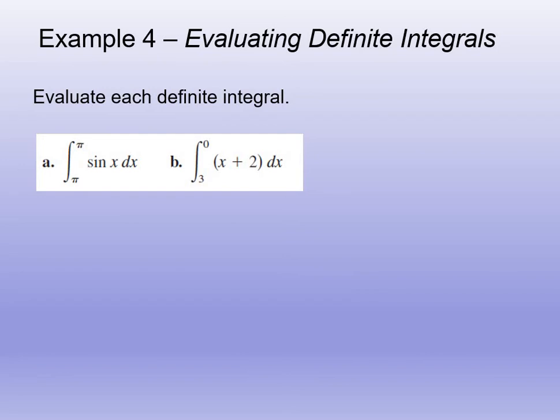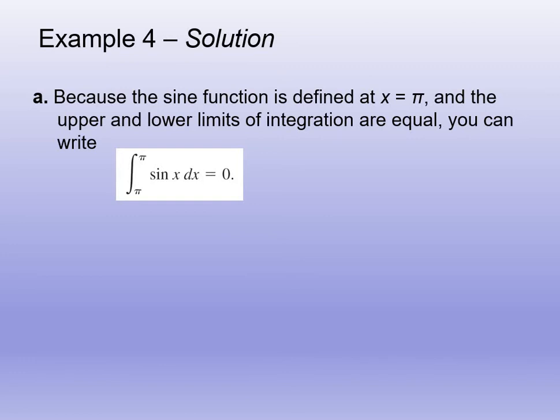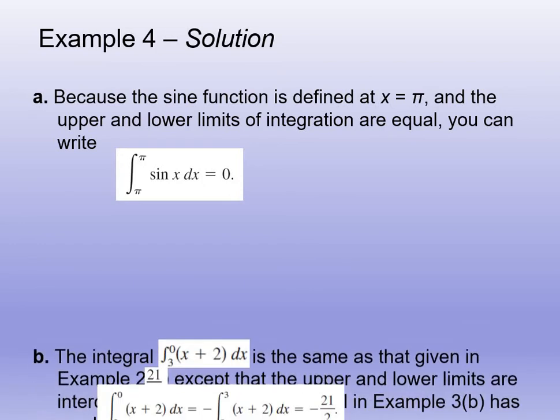So we're going to evaluate each one of these definite integrals. If we look at the first one, we have the integral from pi to pi of sine of x dx. You don't need to do any work here. It's from pi to pi, so the limits are the same. Anytime the limits are the same, it doesn't matter what the function is, sine, cosine, tangent, a polynomial, if those two limits are the same, the answer is automatically 0.